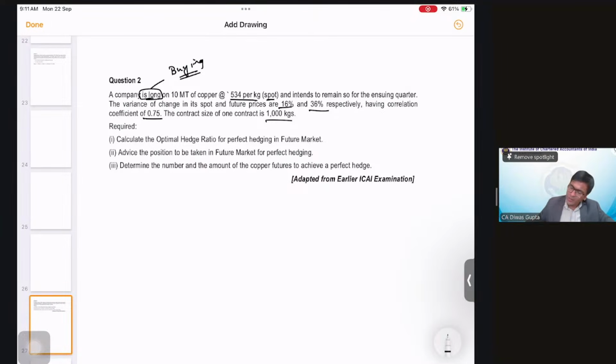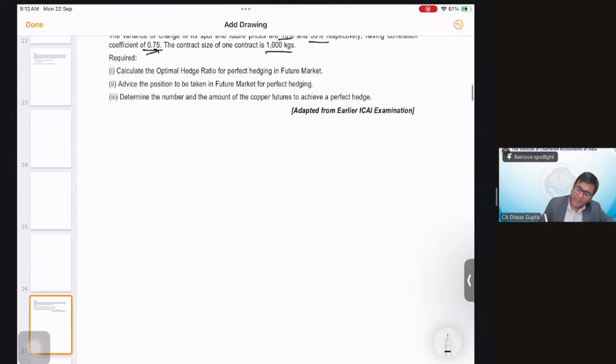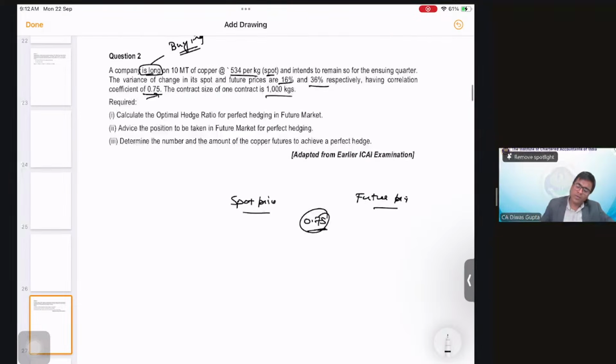So a correlation coefficient of 0.75 means that if the spot price and future price are moving in a certain direction, the correlation coefficient will tell the degree and extent to which they will move. 0.75 is the link between spot and future price. If the spot price increases by 10, the future price will increase by 0.75 times 10, right? It tells us some of the degree.